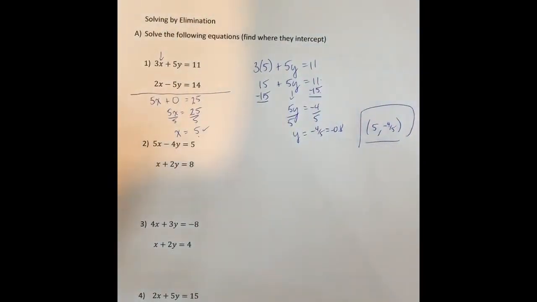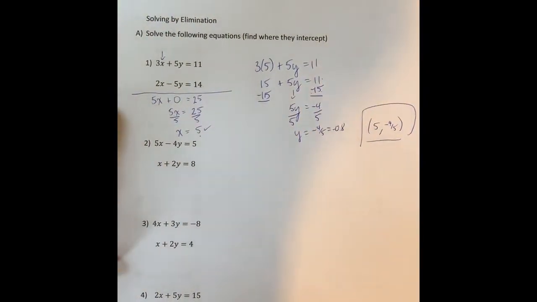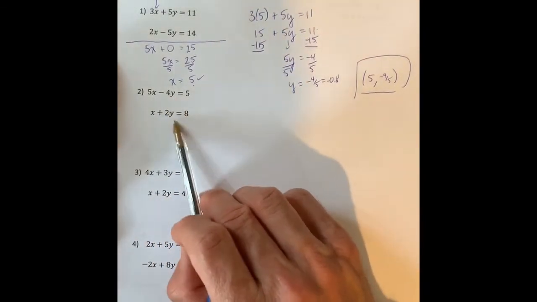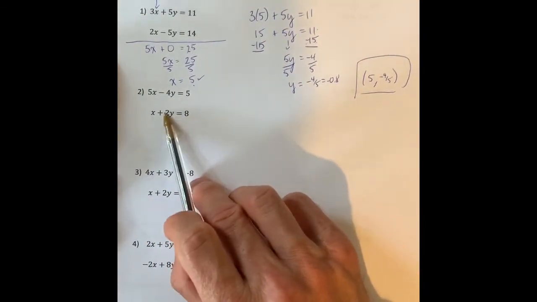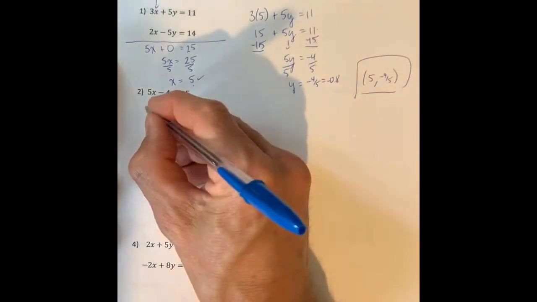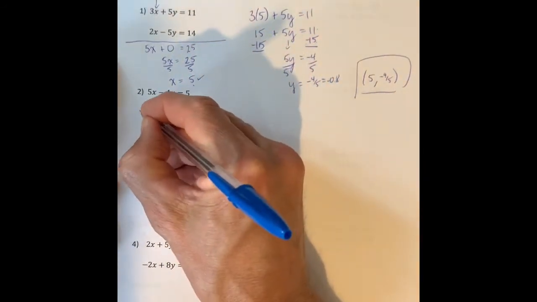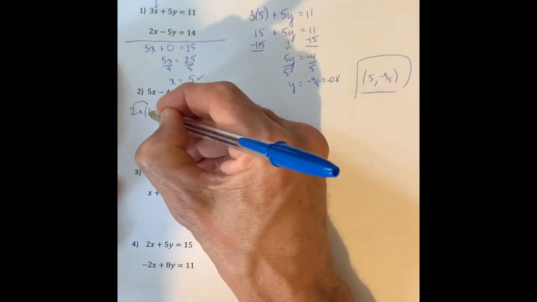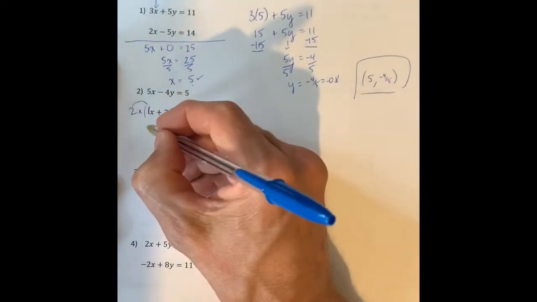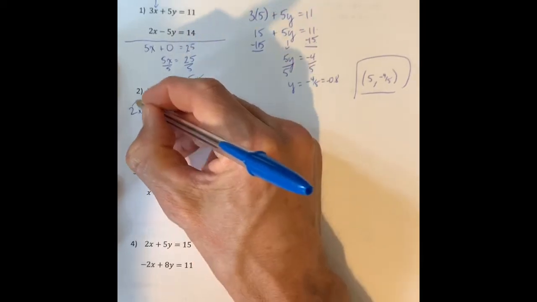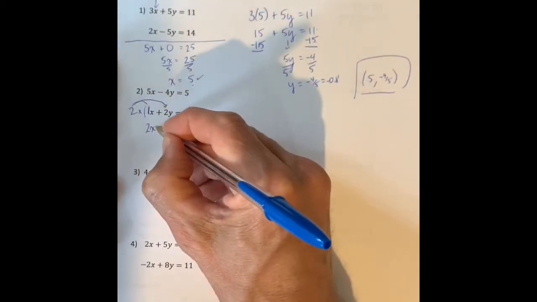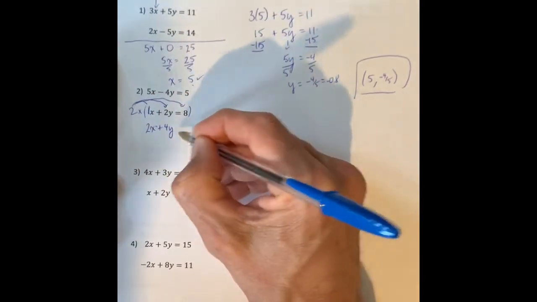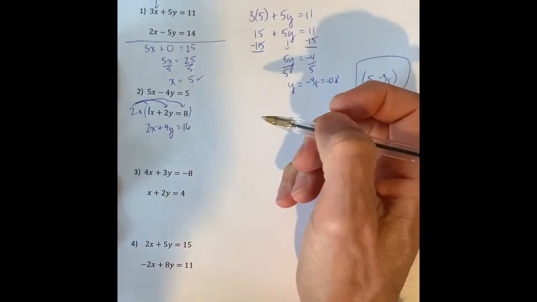Let's do another one for practice, build up some confidence. So if we go to question number 2, we look at the coefficient of y. We have 4 and we have 2. We're like, whoa, they're not the same. How do we make them the same? We're going to times the entire equation by 2. So we're going to go 2 times, and remember there's a 1 in front of that x. So 2 times 1 is 2x. 2 times 2 is 4y, and then 2 times 8 is 16.